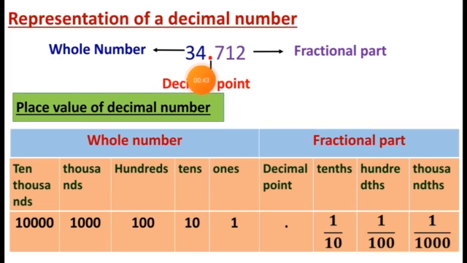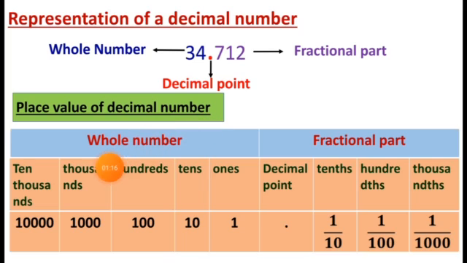So here 34 represents the whole number, which we read as usual, while the decimal digits are those digits which are present towards the right side of this decimal point, and they are also called the fractional part. After the decimal point, the digits present towards the right side are to be read separately, individually.